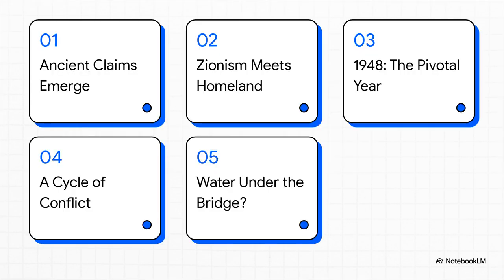So here's our game plan. We'll start with those ancient names, then trace how two modern national movements popped up. We'll look at the absolutely pivotal year of 1948, understand the cycle of conflict that spun out of it, and we'll end by asking, what could it possibly take to look forward?